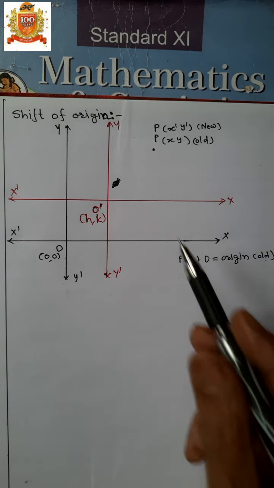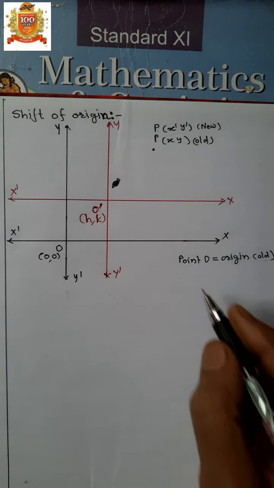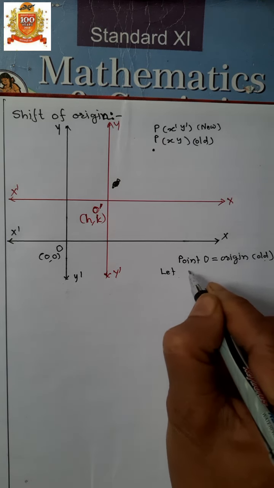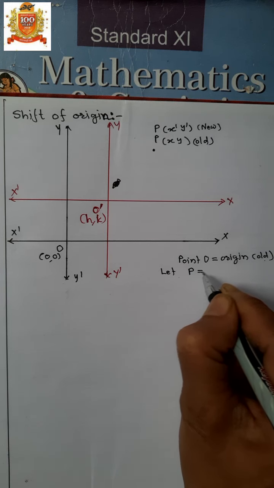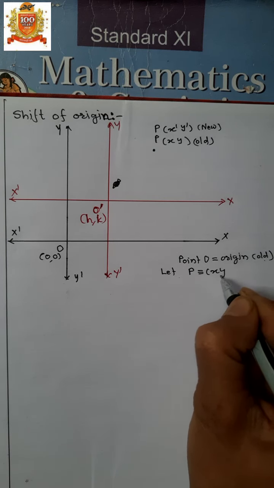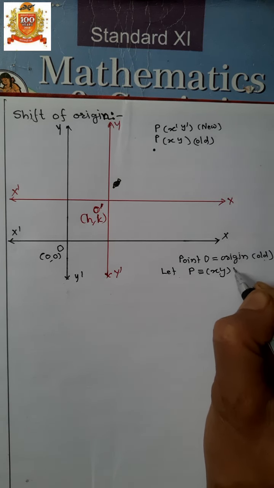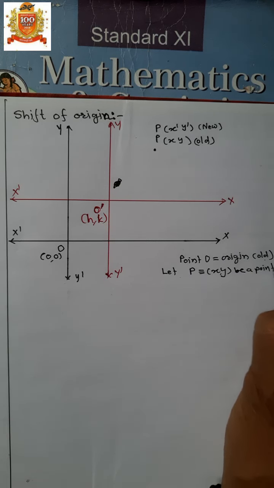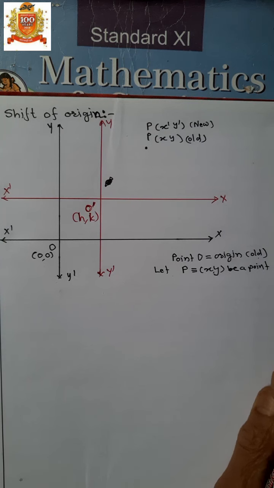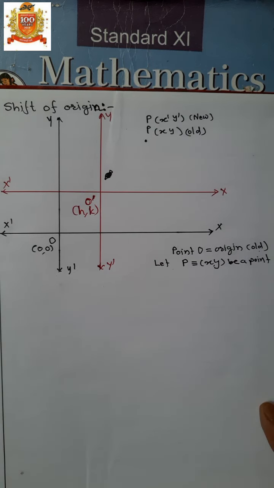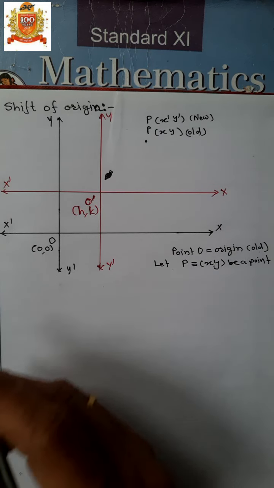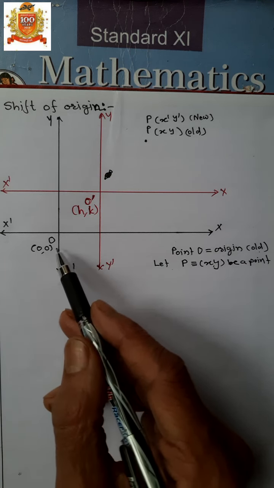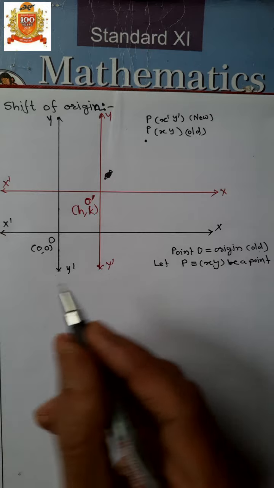Now, P be any point. Let P(x, y) be a point. Isn't it? Now, what we are doing here, we are shifting this origin to point O dash.